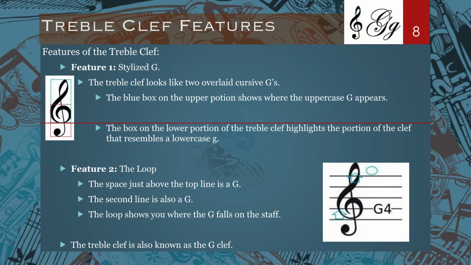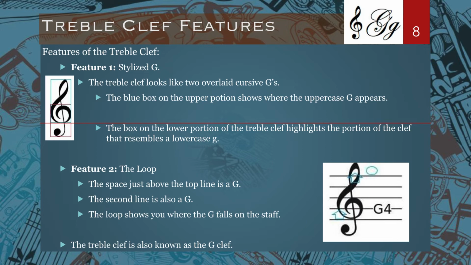I want to make sure this is very clear. There are a few features of the treble clef. The first one is that it's a stylized G. You can see how the treble clef looks like 2 overlaid cursive G's. The blue box shows you where the uppercase G appears. Everything in the red box shows you the lowercase g.